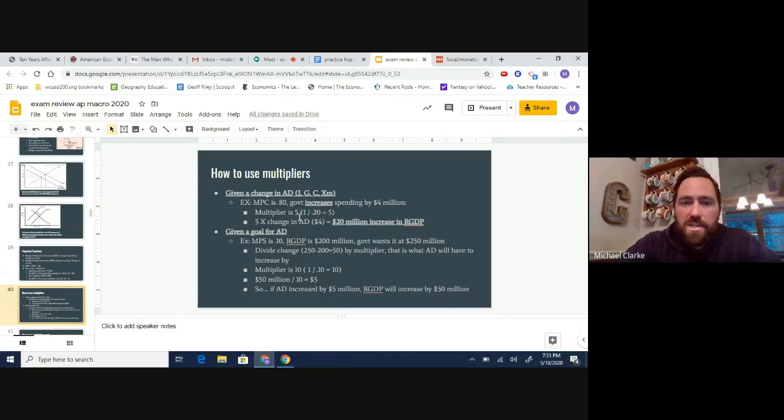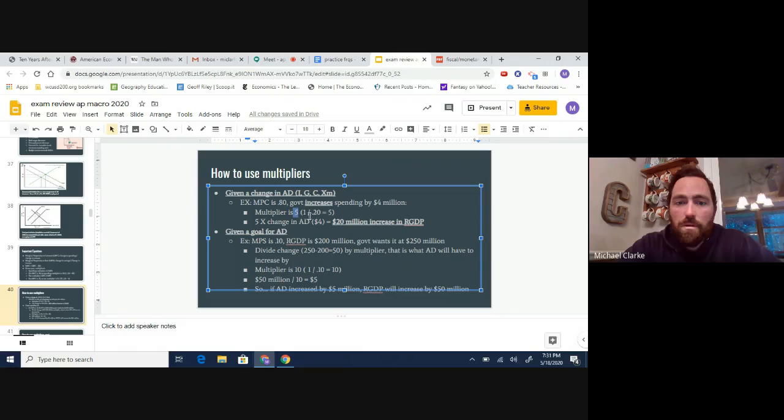What you're going to do is this. First, find the multiplier. So I'll give you an example right there. If your MPC is 0.80, that means that your multiplier is 5. Because 1 divided by MPS, 0.20, is 5. And you might be thinking, all right, why 0.20? Why not 0.80? Remember, it's 1 divided by MPS, not MPC.